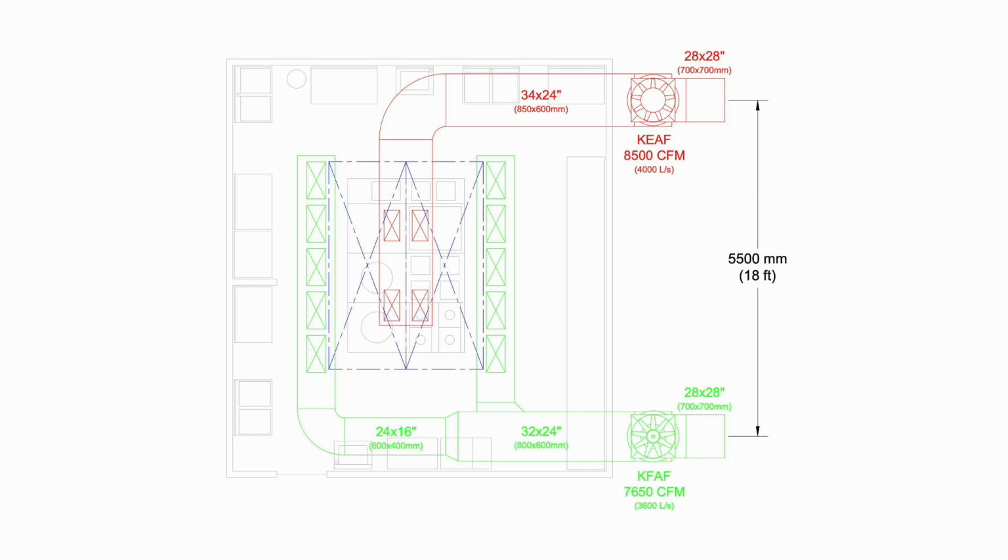This is the final design of our example. The exhaust is 8,500 CFM and the fresh air supply is 7,650 CFM with the balanced airflow pulling from the dining area. This creates a slight negative pressure which helps contain the cooking smell within the kitchen. One last thing to note is the exhaust and fresh air intake should be at least 16 feet or 5 meters apart to prevent the exhaust air from recirculating back to the kitchen.